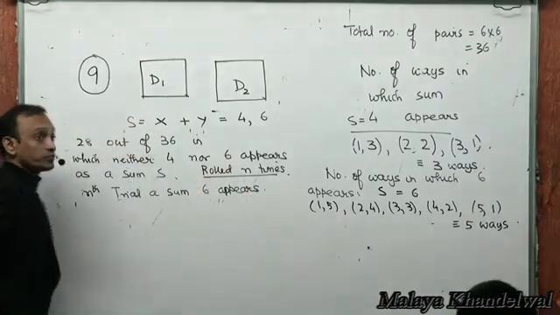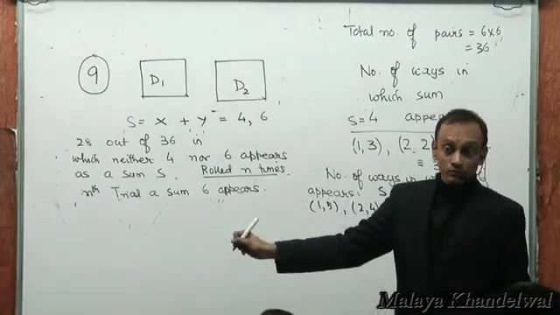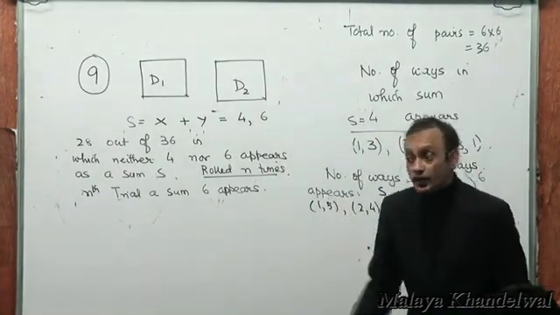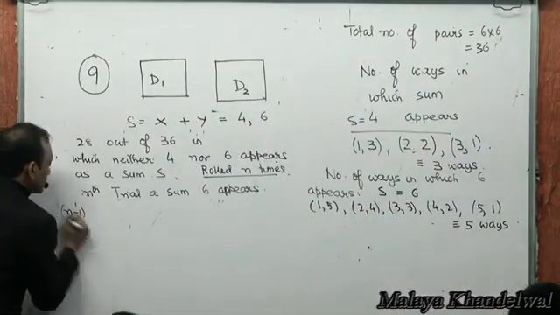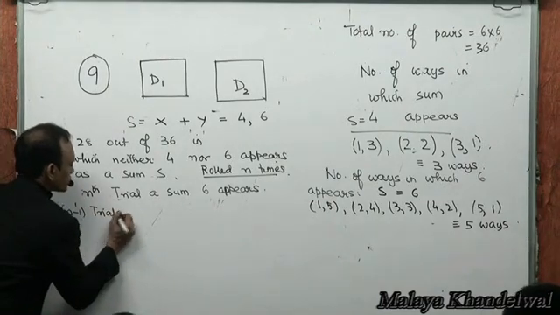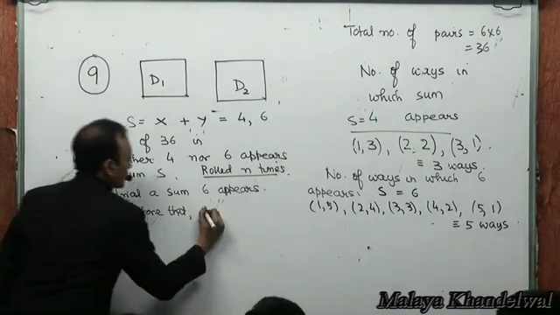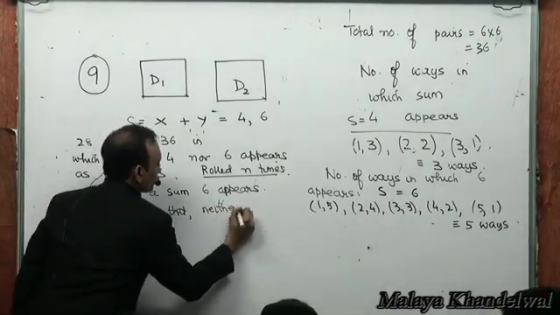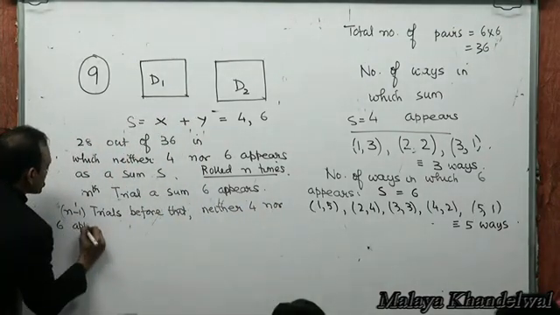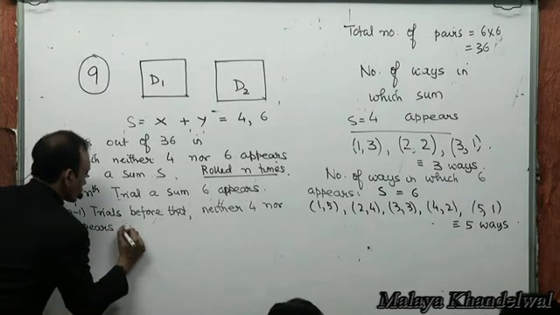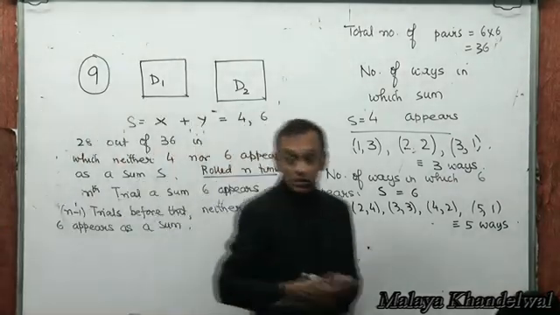A sum 6 appears, and before that, neither 4 nor 6 appears as a sum. Before that, how many trials were there? N minus 1 times I rolled, right? In n minus 1 trials before that, neither 4 nor 6 appears as a sum.